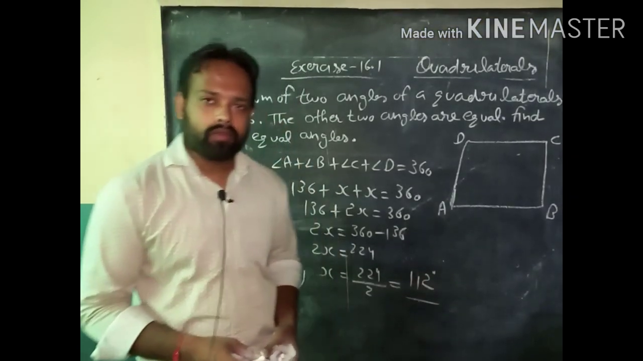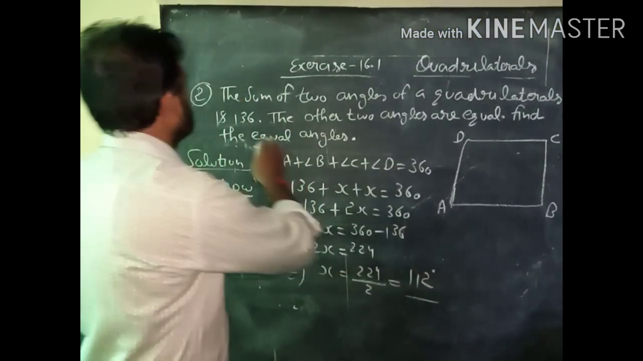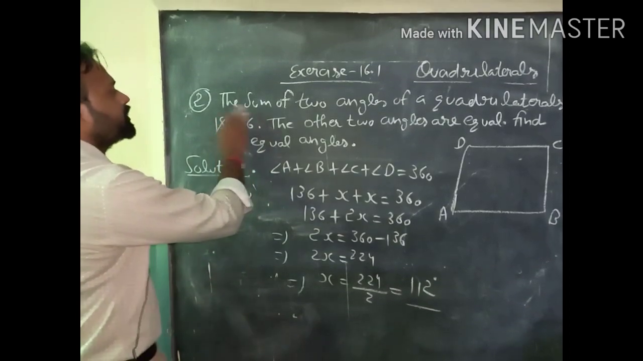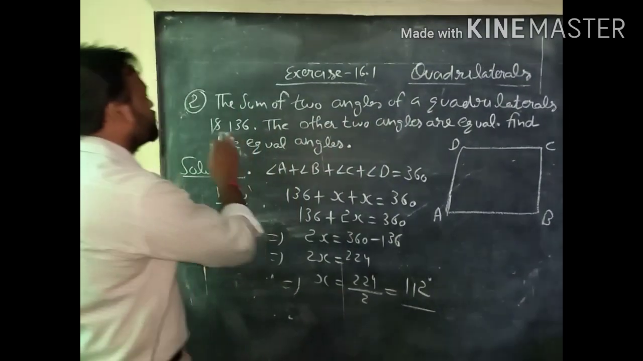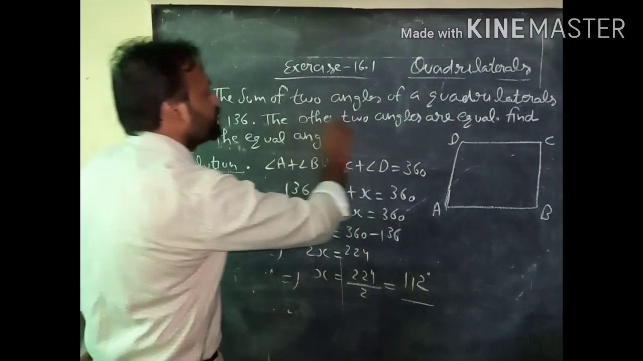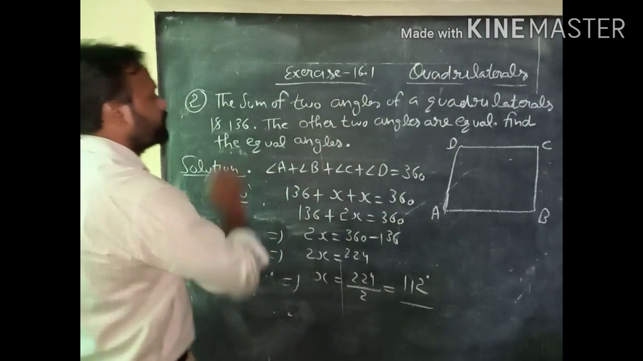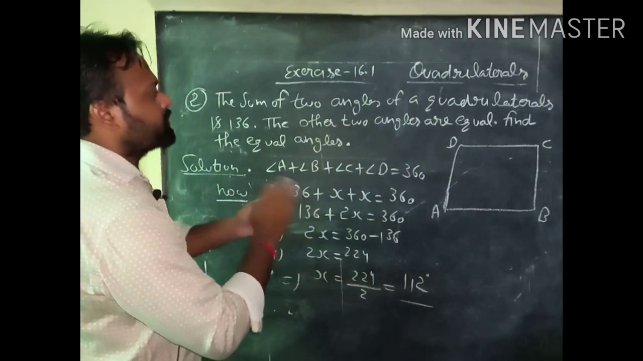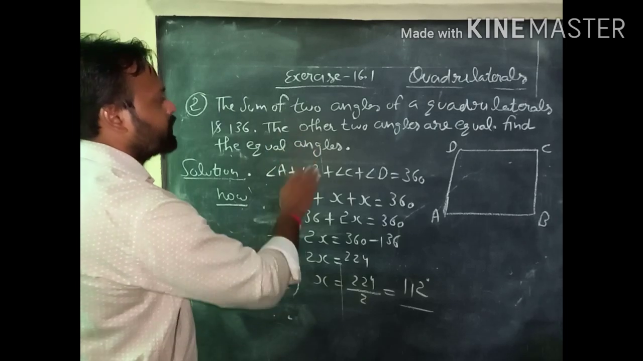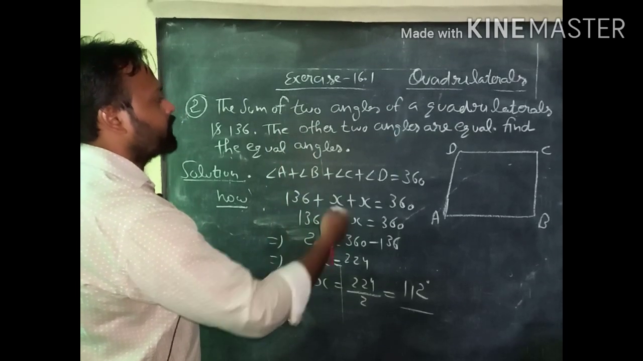Okay students, now see the second sum. See the statement first of all. The sum of two angles of a quadrilateral is 136. The other two angles are equal. Find the equal angles. Now you have to understand the statement first, then we will apply the method to find the other two angles.